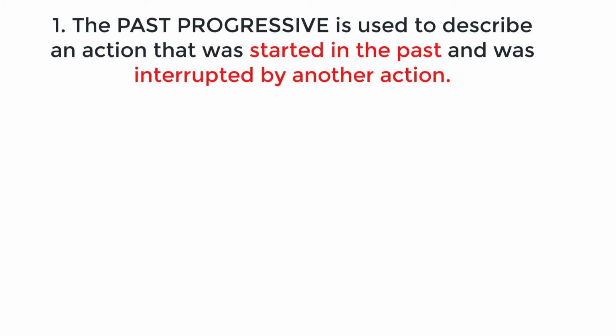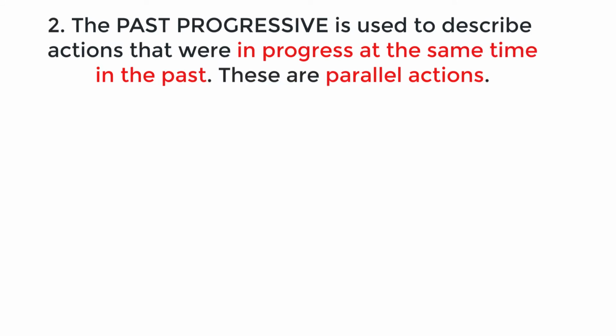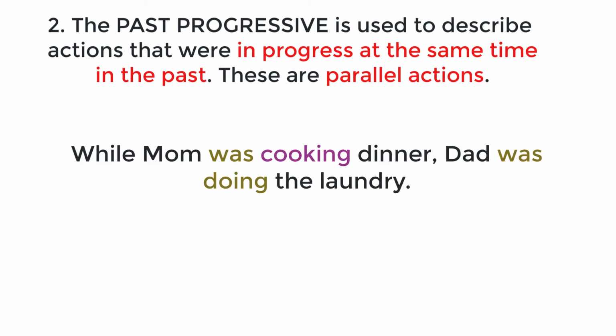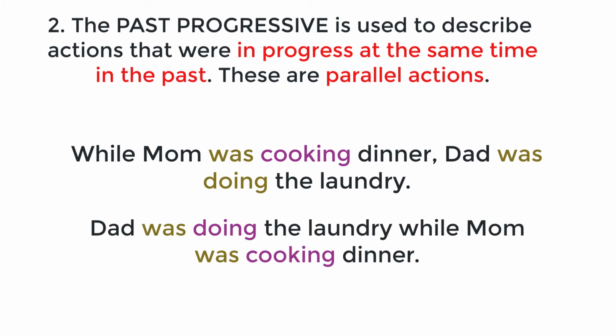Let's look at examples of the past progressive to describe actions that were in progress at the same time in the past. These are referred to as parallel actions. While Mom was cooking dinner, Dad was doing the laundry. Or we could say, Dad was doing the laundry while Mom was cooking dinner. So you can see that these two actions were going on at the same time in the past.